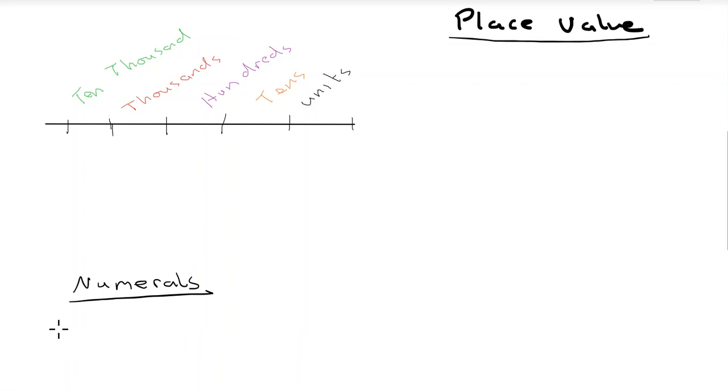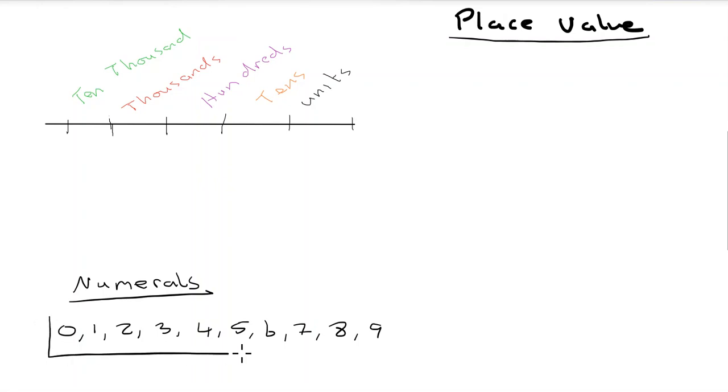So we have 0, 1, 2, 3, 4, 5, 6, 7, 8, and 9. These are the numerals that we use in our counting system, or our number system. And you can see here that we have 10 of them, starting at 0 and ending in 9.